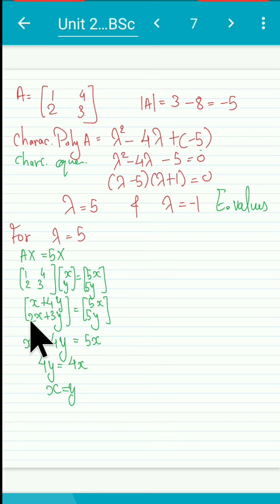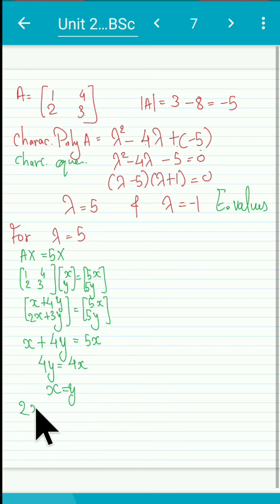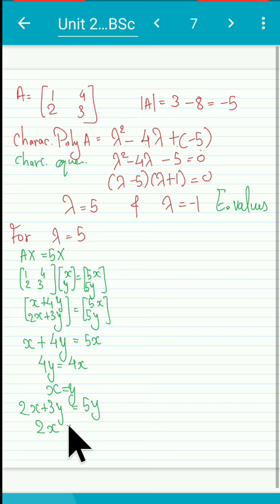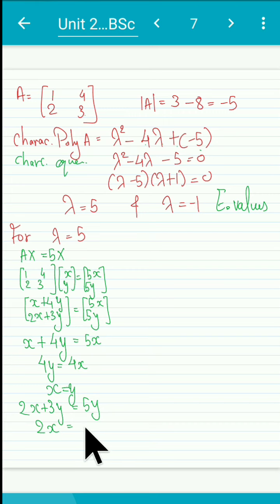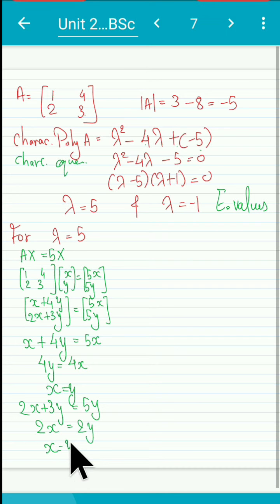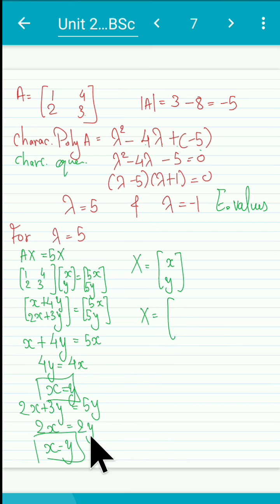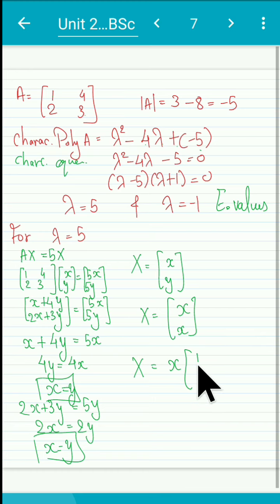Let me just consider the second equation also. The second equation is 2x plus 3y is equal to 5y. So again this will go to the other side, so I get 2x is equal to 5y minus 3y, again 2y, so my x is equal to y. So from both I am getting the same equation. So my vector is (x, y), and I know x is the same as y in both cases, so it is (x, x). So my vector is x times (1, 1).